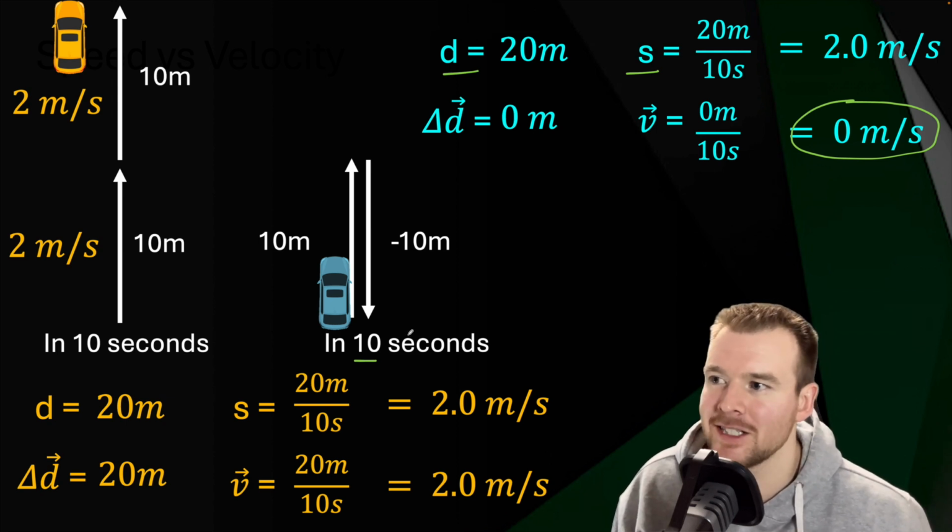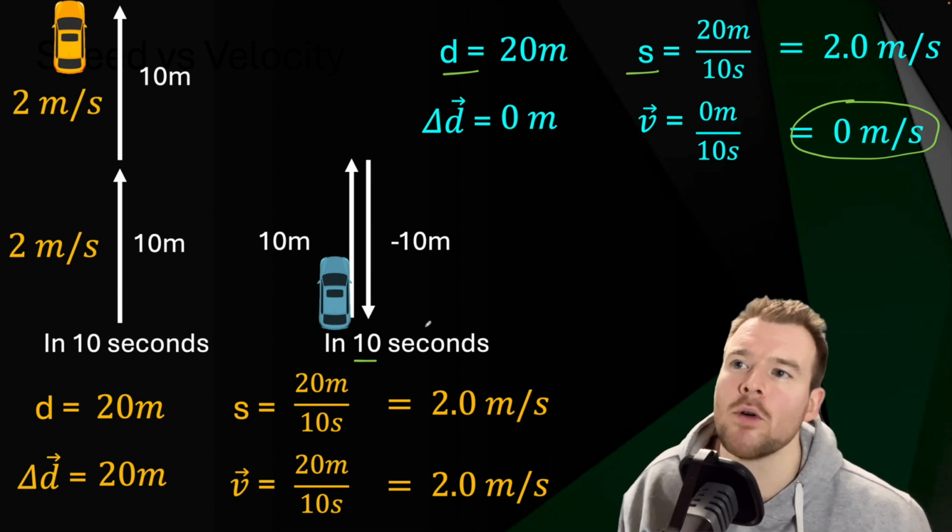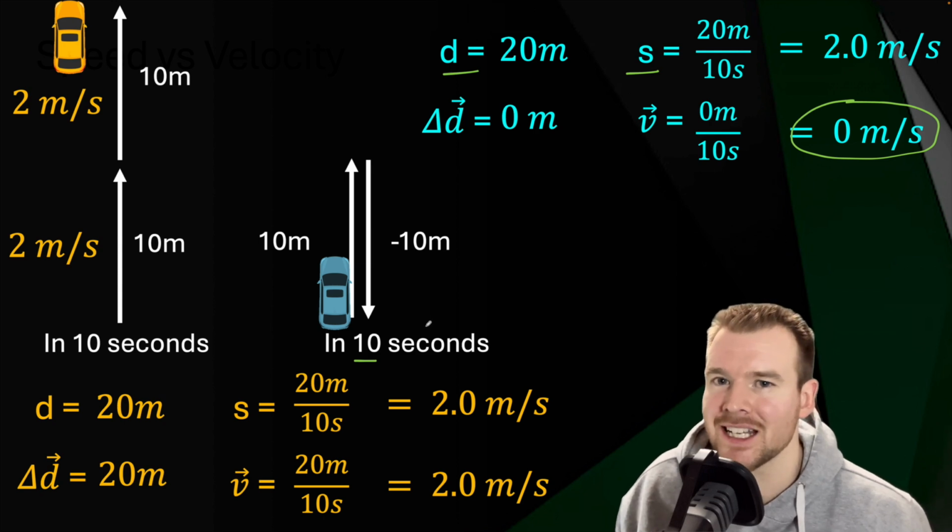So what the 0 is actually talking about is it's telling us the average velocity. And that's the main thing to understand about what this is calculating. It's telling us the average velocity. So what does that mean?